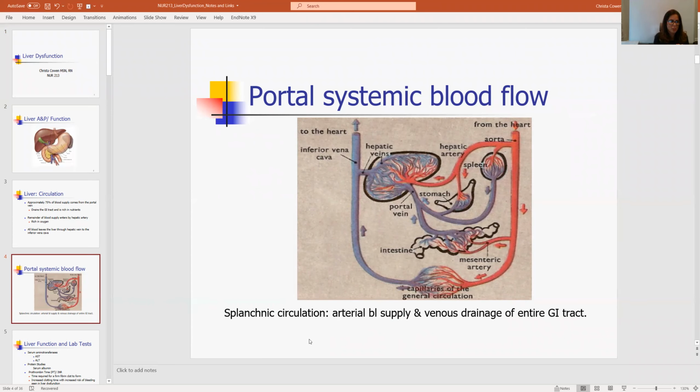And it's important because as we talk more about the medications that we use for liver dysfunction, a lot of it affects the splanchnic circulation. So it's really important for you to know what that entails.